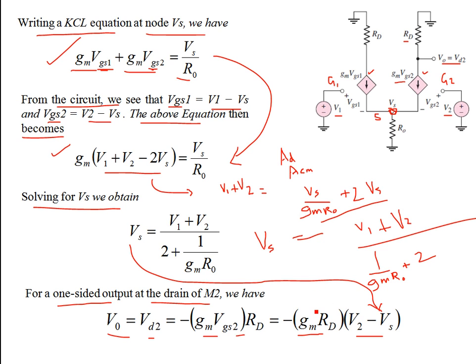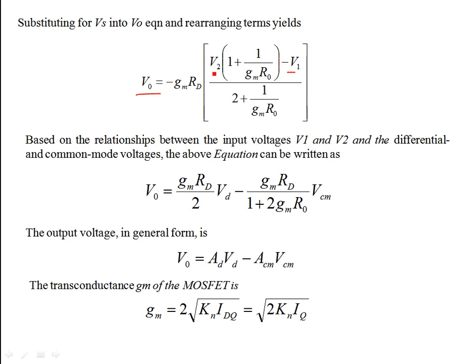If you carry out some algebra and rearrange the terms, you will have the output voltage in terms of both V1 and V2, and in terms of the transconductance gain of the MOSFET, since gm1 equals gm2 equals gm. Now, based on the relationships between the input voltages V1 and V2, you just have to rearrange this expression so that it takes the form V0 equals AD VD, the differential gain that amplifies your differential voltage VD, plus the common mode gain ACM times the common mode signal VCM. Let me define this VCM and VD.